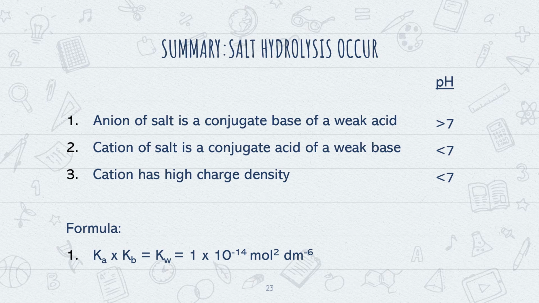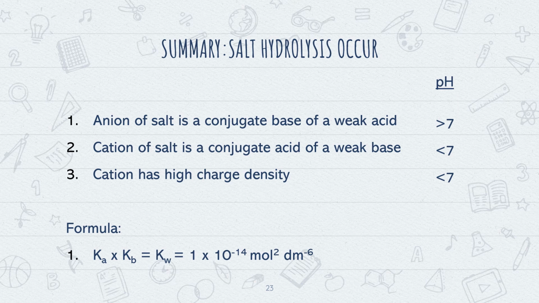So when does salt hydrolysis occur? Firstly, the anion of the salt has to be a conjugate base of a weak acid. So remember, a weak acid will give you a strong conjugate base, and since it's a strong conjugate base, it is able to deprotonate water to give you OH- ions, and therefore the overall pH will be more than 7 since it's an alkaline solution. Vice versa for the second point, the cation has to be a conjugate acid of a weak base. A weak base gives you a strong conjugate acid. A strong conjugate acid will be able to protonate water molecules to give you H3O+ ions, therefore your pH should be less than 7.